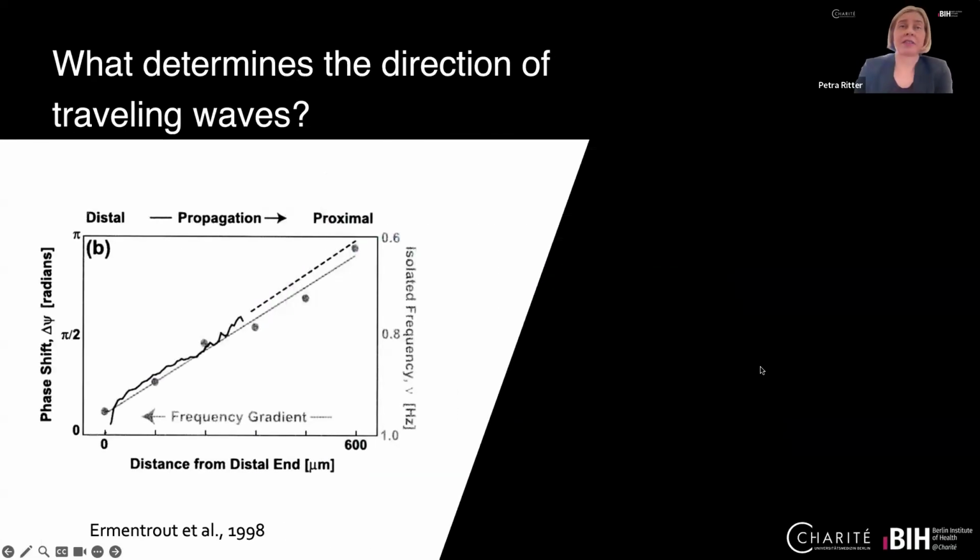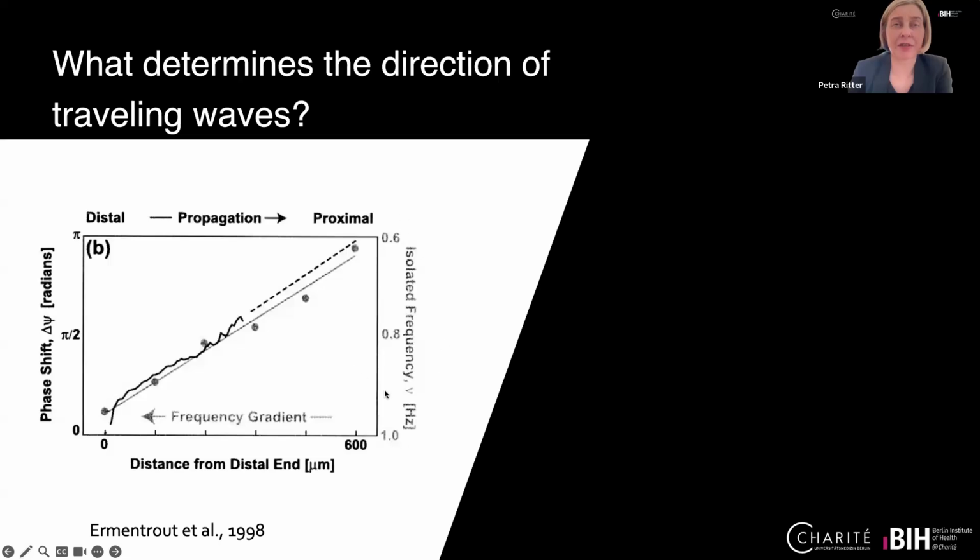Now, what determines the direction of traveling waves? Some work has already been done and investigated quite some time ago on this. These are the early studies that have shown that isolated frequencies, so here you see the frequencies with different intrinsic frequency ranging between 1 and 0.6 hertz, actually generate a phase shift. We see that from fast to slower frequencies, there's a phase shift, a phase progression. And this leads to a traveling wave.